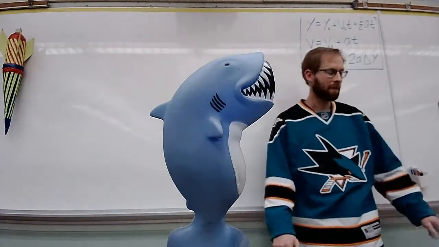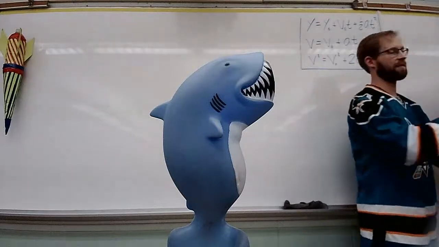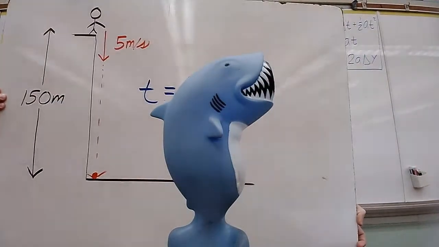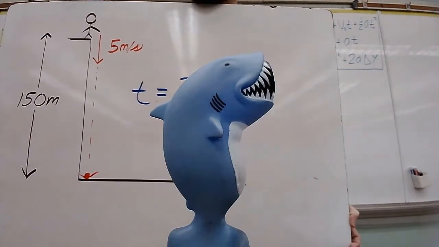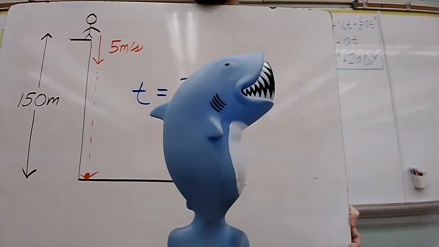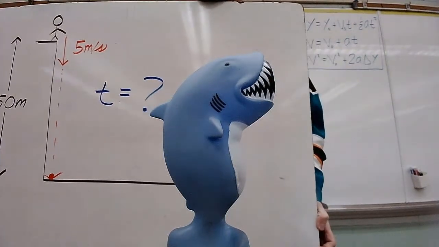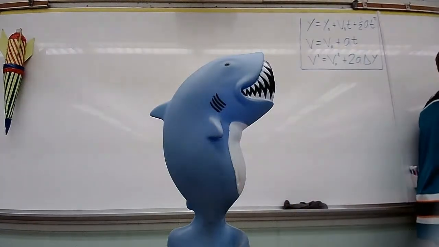So, let's take a quick look at the question here. It's kind of a shark-themed day for me, so let's see if you guys can see this behind the shark. That'll do. So we've got 150 meters from the ground to where the object's being released from. The person throws it down at 5 meters per second. The question is, how long does it take to reach the ground? So we're going to go through this together.